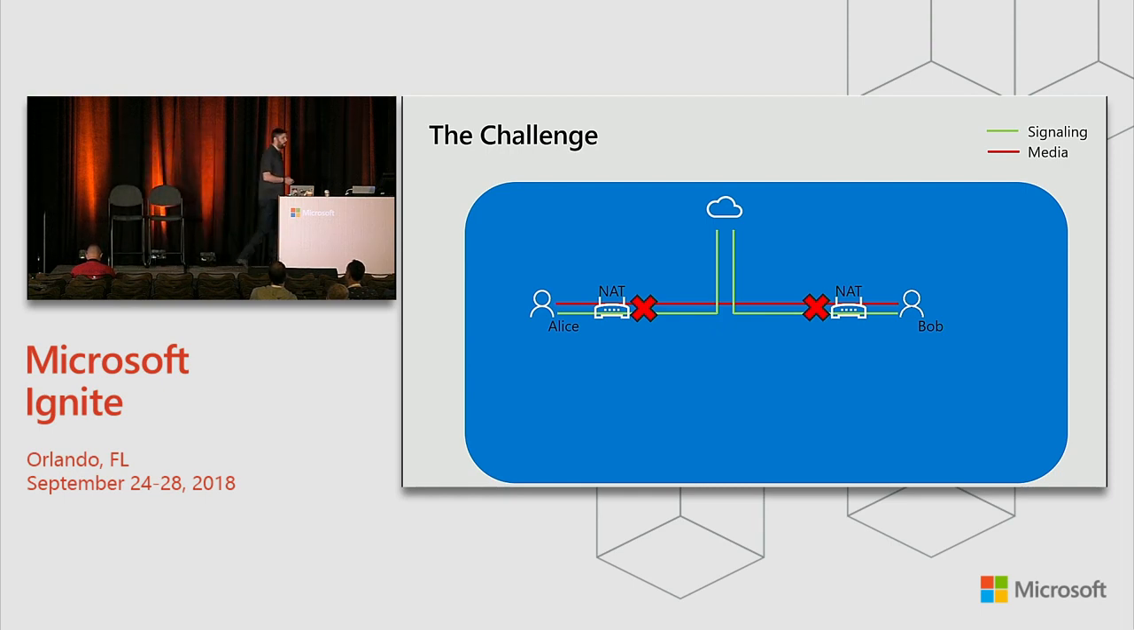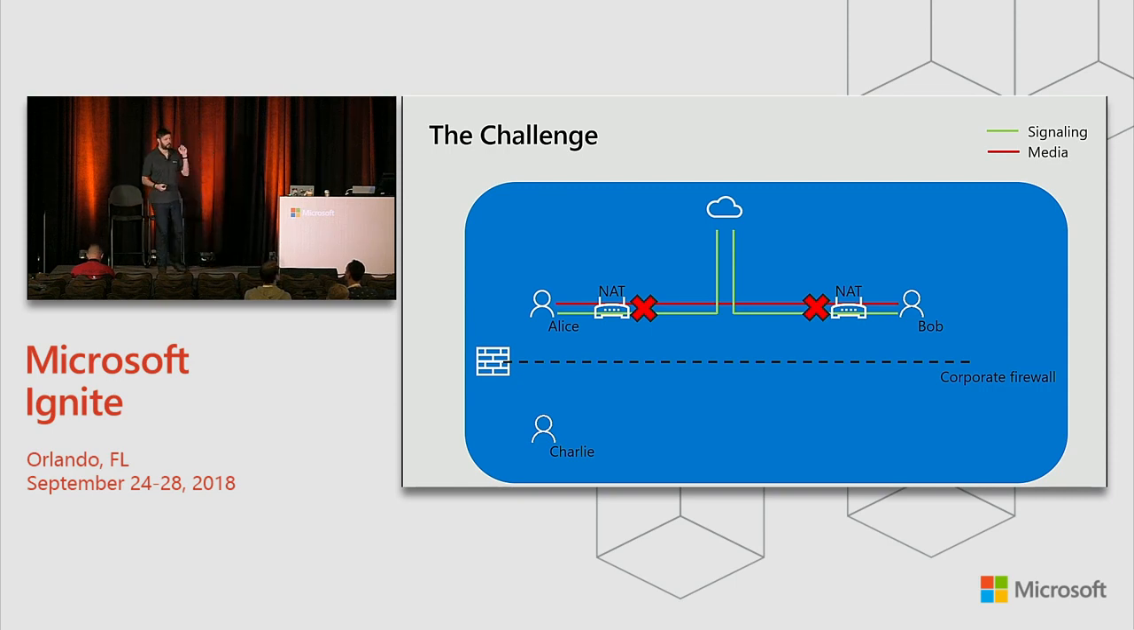NATs are devices that can translate multiple internal IP addresses to one public-facing IP address. And now that we've added NAT, our IP address is obscured. So now I can no longer get direct connectivity between the two. Well, that's a problem. I'm going to make it more complicated because Charlie's going to join the party.